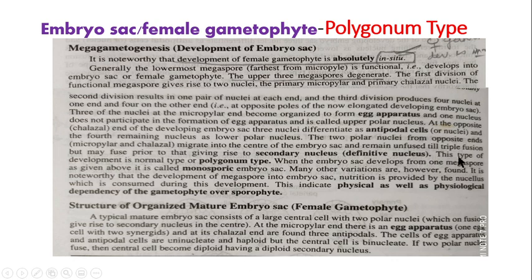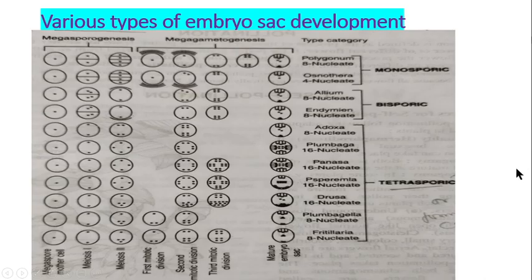What we have discussed just now is known as the polygonum type, or we can say that it is the monosporic embryo sac, right? Okay, come over here. Now these are the various types of embryo sac. So you can see over here, I have written monosporic, bisporic and tetrasporic. So there are three categories: one is monosporic type of embryo sac, bisporic embryo sac and tetrasporic embryo sac.